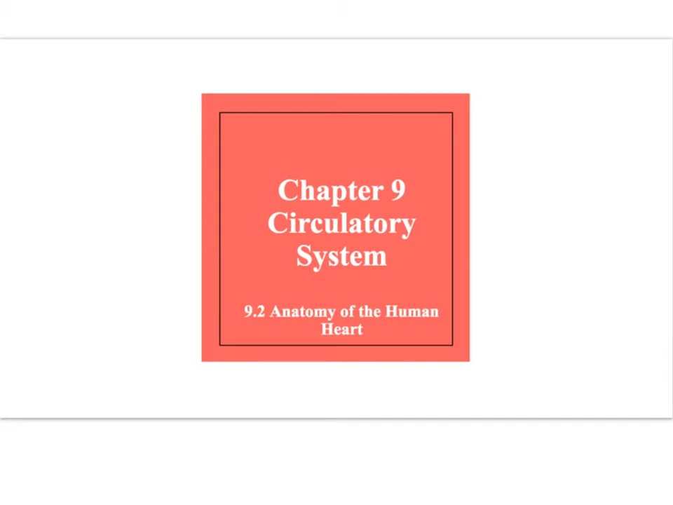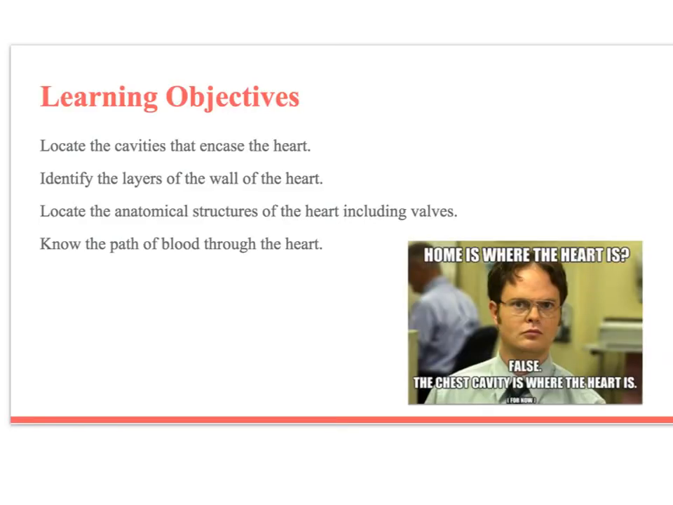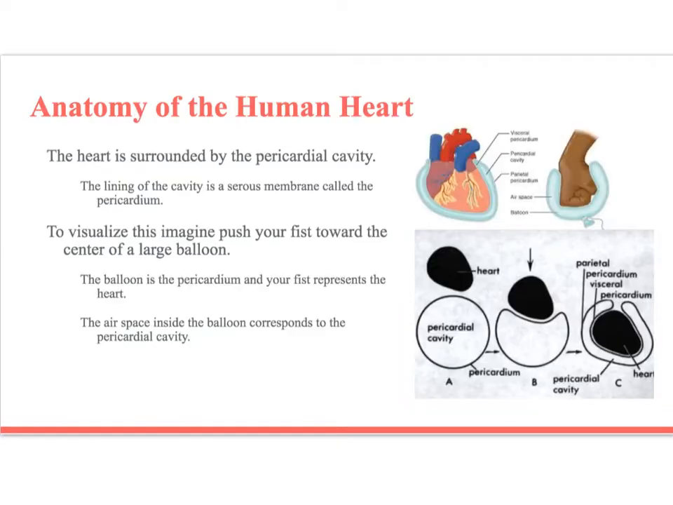So let's get started. By the end of this unit, you should locate the cavities that encase the heart, identify the layers of the walls of the heart, locate the anatomical structures of the heart, including the valves, and know the path of blood through it. That should be our main focus.